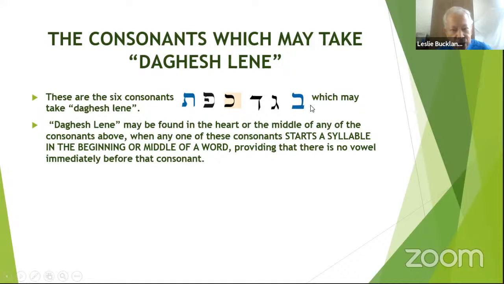But if you notice that there is a vowel immediately before any of these consonants that make up a word, don't put the Dagesh Lenny in that consonant, because the Dagesh Lenny is not wanting to stay there. Not wanting to go there because of that vowel. So these are the consonants which may take Dagesh Lenny: Begad, kepat. Begad, kepat. Begad, kepat.